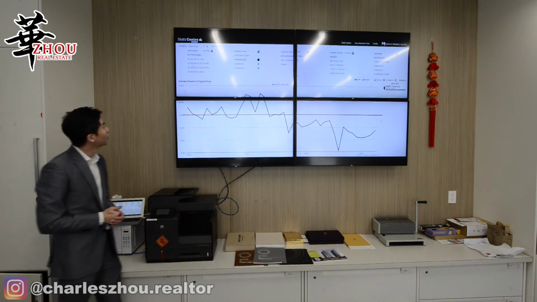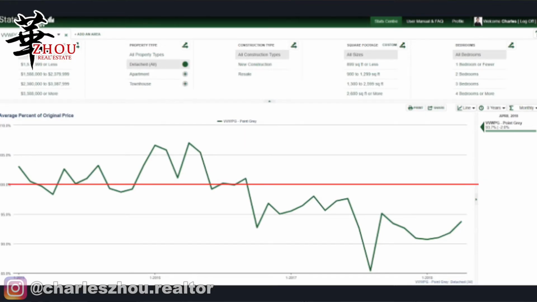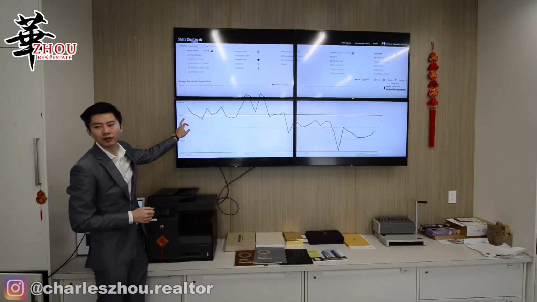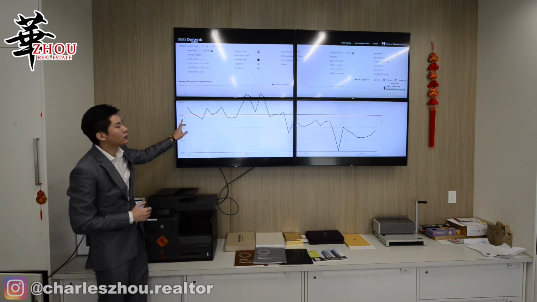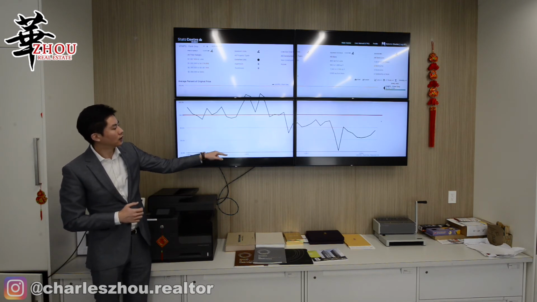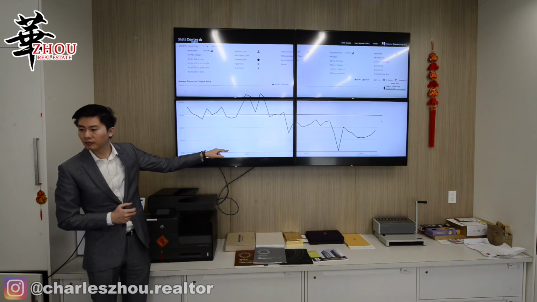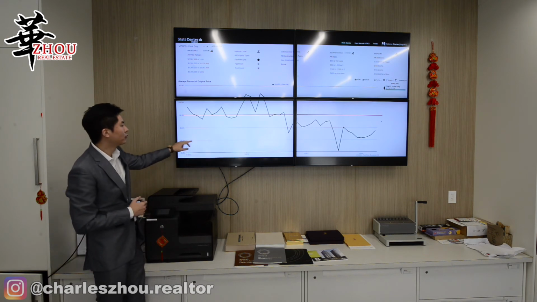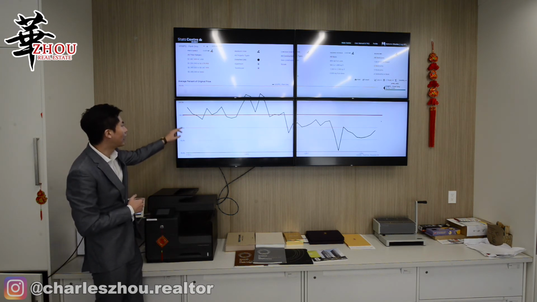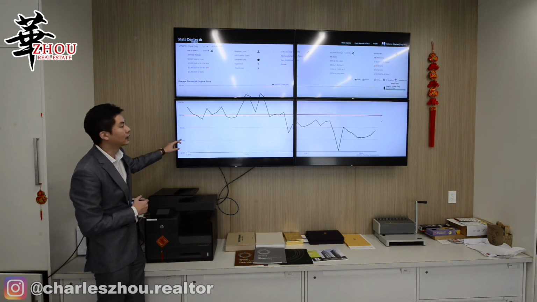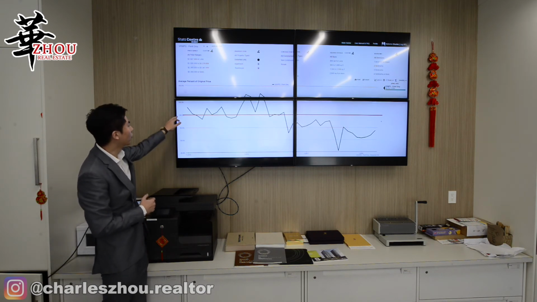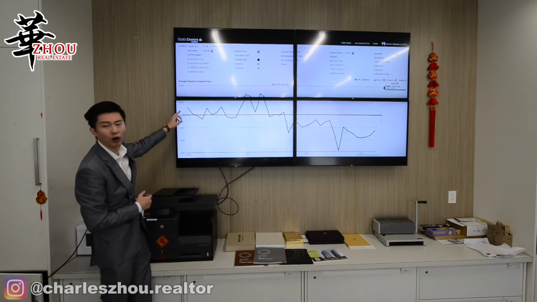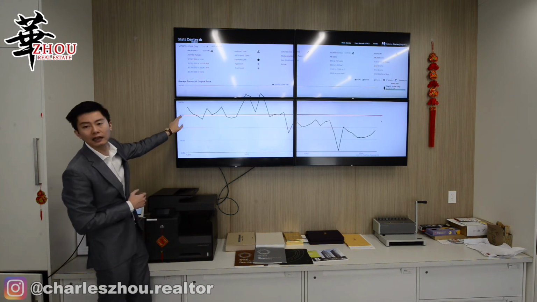And next, average percentage of original price. This is the 100% line, which means the asking price. This is the asking price. So everything sold after mid 2016, guess what? Everything sold below asking price, and probably about 5 to 10% below asking during that period. Before that, it's a hot market, right? It's multiple offers. That's why it sold above asking price.